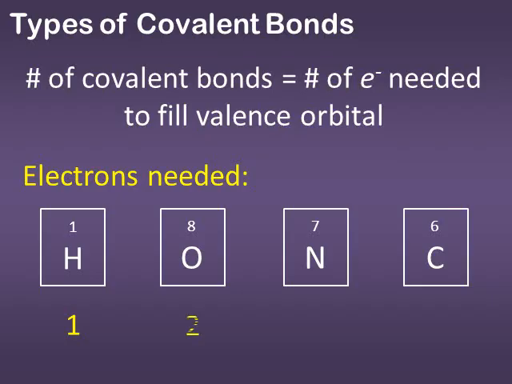Oxygen, atomic number 8, has 6 valence electrons and therefore only needs 2 more electrons to fill its outer shell. Nitrogen, atomic number 7, has 5 valence electrons, therefore it needs 3 to reach that stable octet of 8. And finally, carbon has an atomic number of 6, that's 4 valence electrons. It will need another 4 electrons for that stable octet.